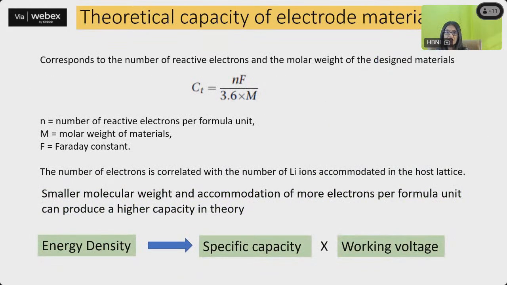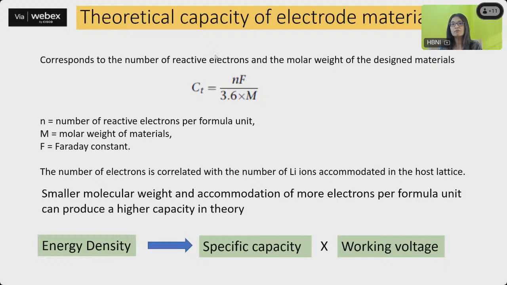So as I said, I had discussed theoretical capacity of the electrode materials. This corresponds to the number of reactive electrons and the molar weight of the designed materials. When I talk about theoretical capacity of electrode materials, it is given by this formula, NF by 3.6 into M. N is the number of electrons which is transferred. In case of a lithium ion battery or a sodium ion battery, this N is 1 because it is 1 electron transfer. F is the Faraday constant, and this M is the molar weight of the material. So you can understand that you can improve the specific capacity by increasing the N or by decreasing the M.